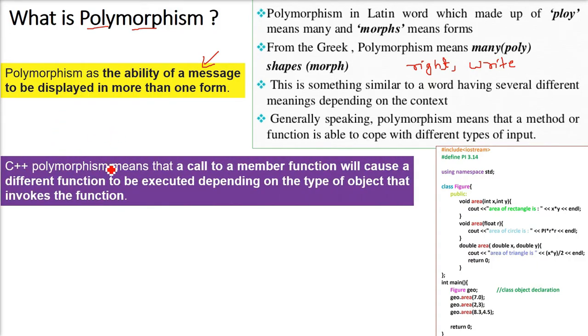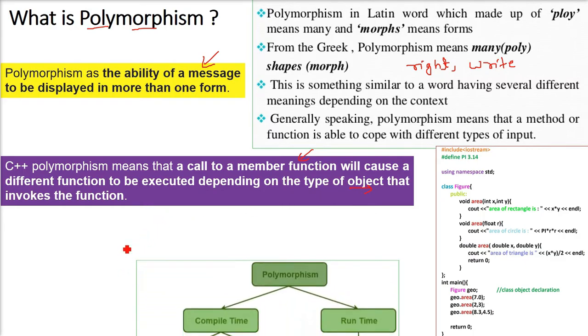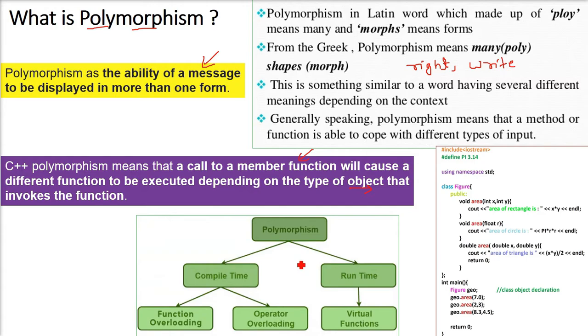So in C++, polymorphism means that a call to a member function will cause a different function to be executed depending upon the type of object that is calling that function or invoking that function. So polymorphism can be of two types. It can be a compile time polymorphism. It can be a runtime polymorphism.